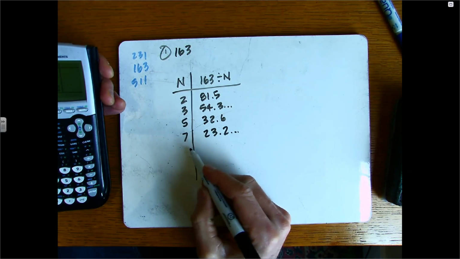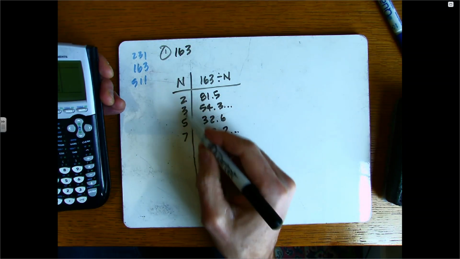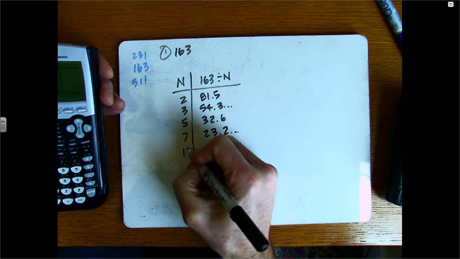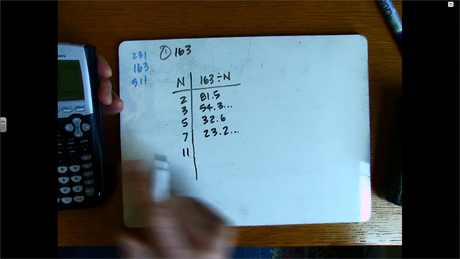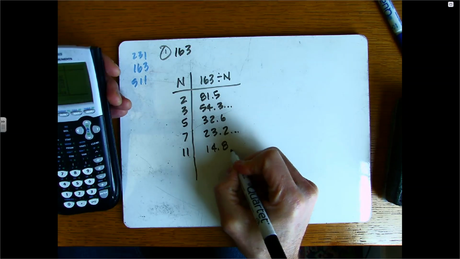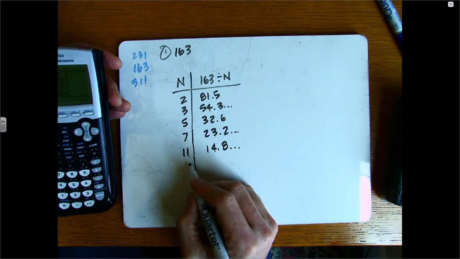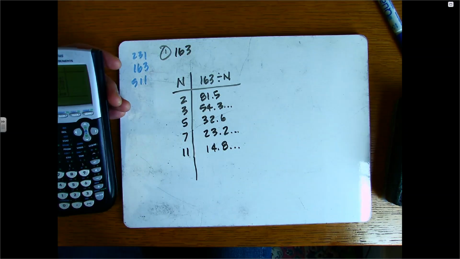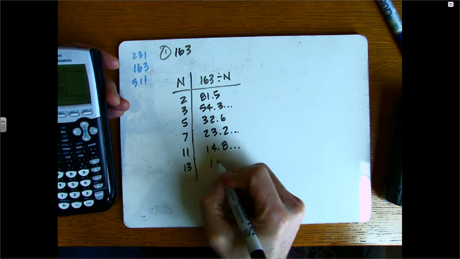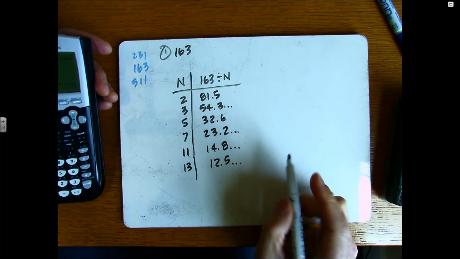We can skip checking 9 because 3 doesn't divide it. 9 is 3 squared. We can skip checking 10 because 2 and 5 don't divide. Can we skip checking 11? No, we can't. So let's try 11 and see what we get. When 11 divides it, we get 14.8 and so on. So 11 doesn't divide it. Let's try 12. Does 12 divide it? If 2 and 3 don't divide it, then 12 couldn't. How about 13? When I go to 13, I get 12.5 and so on.